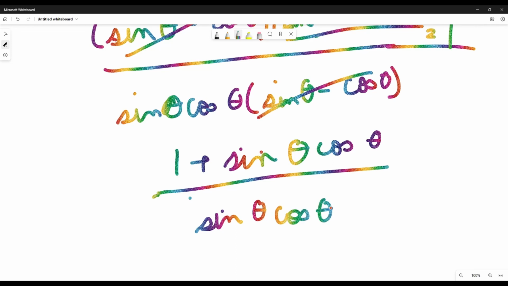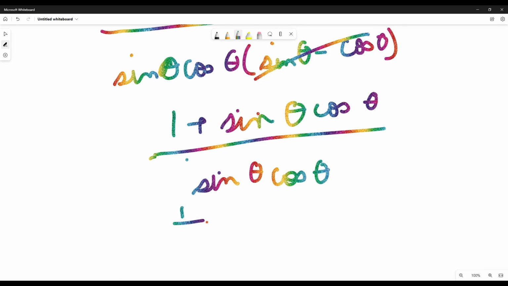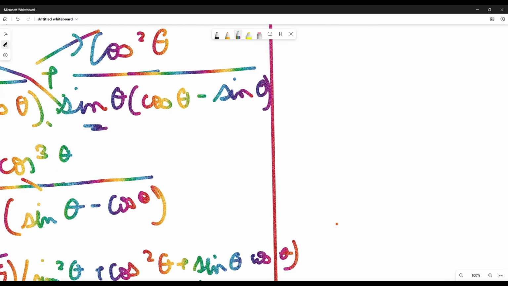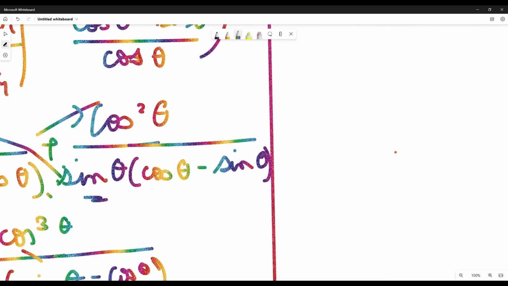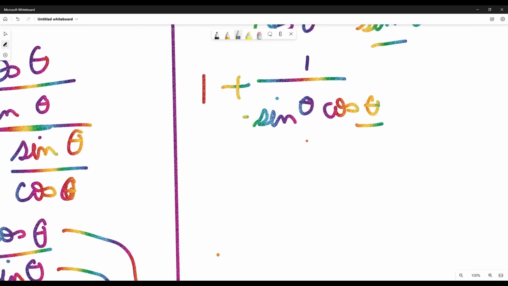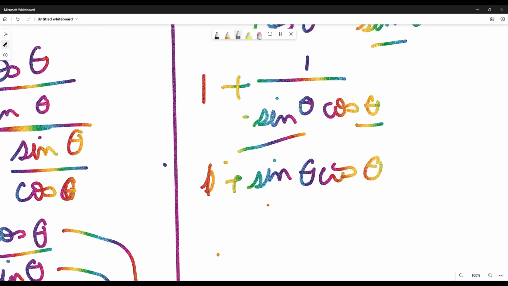And let's see if it matches the RHS. And if you want, you can simplify it further, like 1 upon sine theta cos theta plus 1, right? That's when you have not simplified the RHS. When you have simplified the RHS, there's no need. See, either you can simplify the LHS to this, or you can simplify the RHS to 1 plus sine theta cos theta, just taking the LCM, upon sine theta cos theta, right?